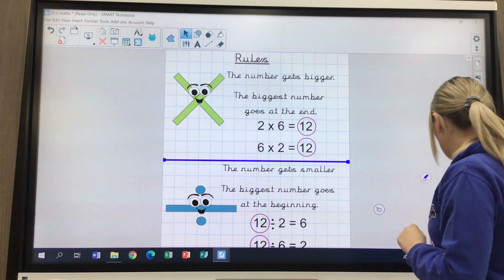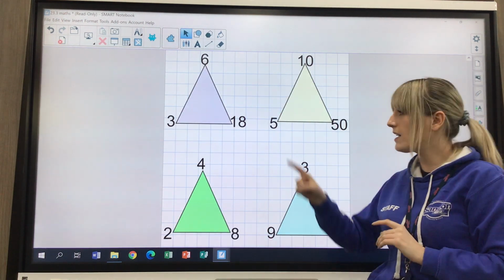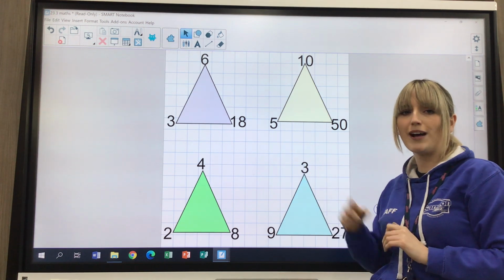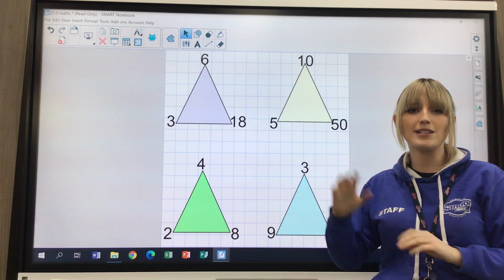So we are finding all of the inverse number sentences for these number families. I can't wait to see how you get on. Good luck, and I will see you tomorrow.